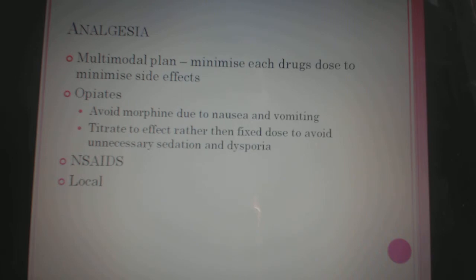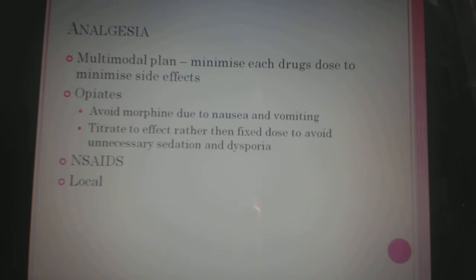Analgesia for diabetic patients. As with most analgesic plans, we want to think about a multimodal plan. Multimodal plans minimise each drug's dose, so we minimise any potential side effects. We've already said with opiates we should try and avoid morphine due to the nausea and vomiting. But the other thing to remember in opiates is they can be prone to have a mild sedative effect, which obviously in diabetics we want to get them up and acting normally as quickly as possible after the anaesthetic. So we want to minimise this.